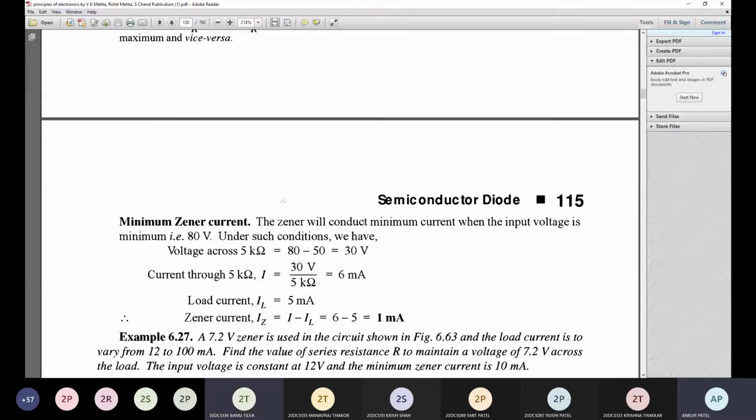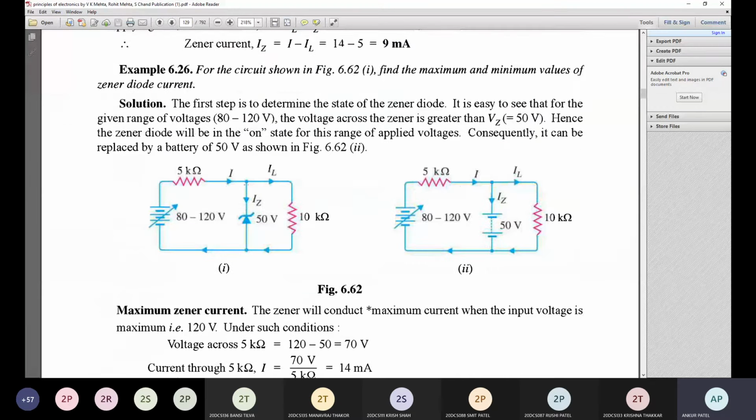Or how it can act as an on state and off state? For the on state, the voltage should be more than 50 volt. Here the range is 80 to 120, so it is more than 50 volt, so it can act as an on state. So we can show this as a battery voltage. If the range is given below 50, but more than 0, then it is below 50, and that's why it acts as an off state or open switch.